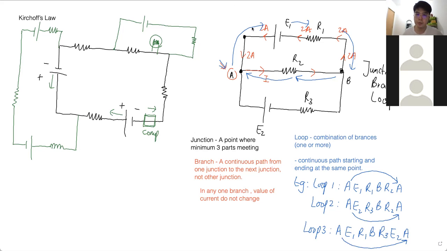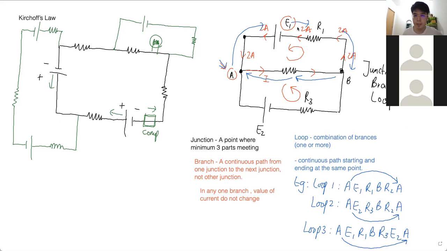Okay, so the first loop is the upper loop inside. The second loop is here, and the third loop is the bigger one, the outer one. Now, do you need to start from A? Not necessarily. You can start from any point you want. If I start from E, then I only have to make sure that I come back to E. That also forms one loop.